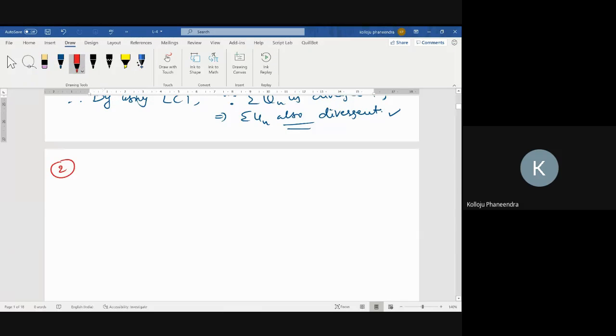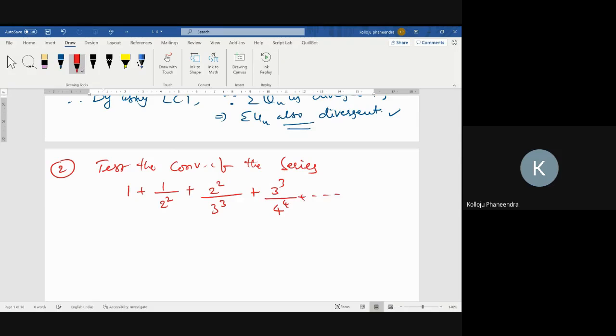Test the convergence of the series. I am not writing the statement of the problem, just directly giving the series. The series is 1 plus 1 by 2 square plus 2 square by 3 cube plus 3 cube by 4 power 4 and so on. This is one infinite series.